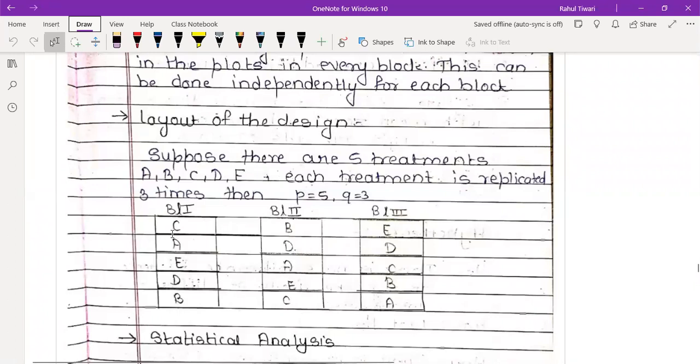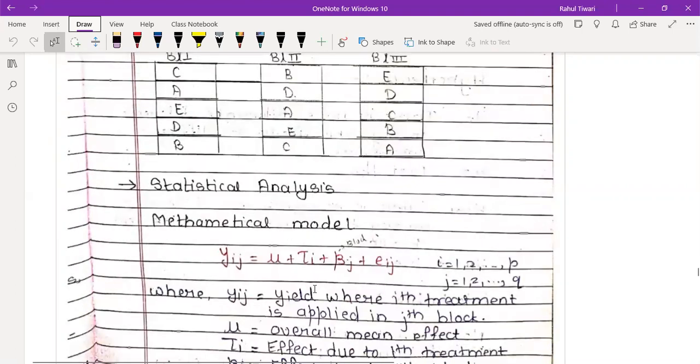Right? We made 3 blocks, and in the 3 blocks, whatever treatments there are, randomly we have assigned. Hence, since the experimental area is not homogeneous, we have made it homogeneous, and one can use the two-way ANOVA. Okay. So how does the model of two-way ANOVA look?